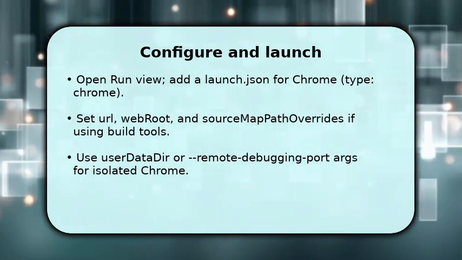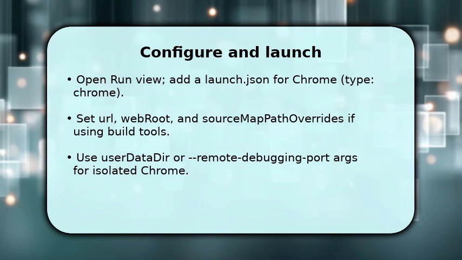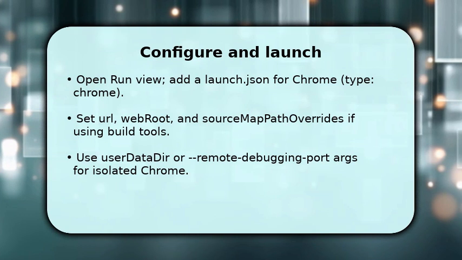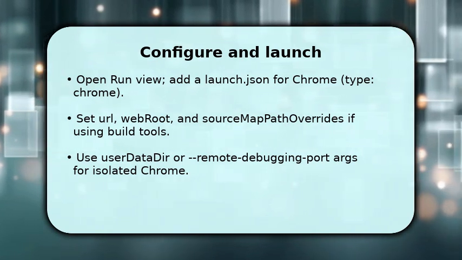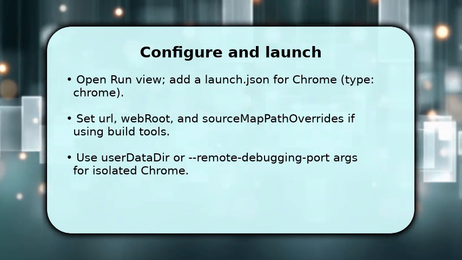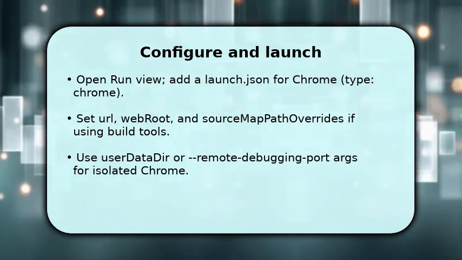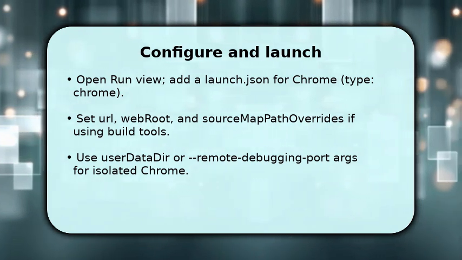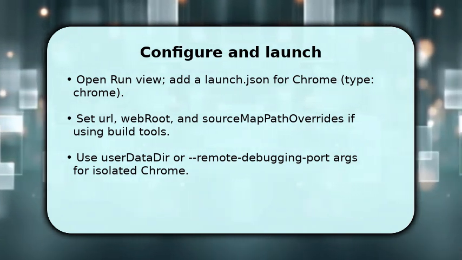Configure the URL that matches your local dev server and set web root to your project folder so paths map correctly. If you use Webpack or other bundlers, add source map path overrides to translate generated paths back to original sources. For predictable debugging, include user data dir or remote debugging port arguments, so the editor launches an isolated instance.